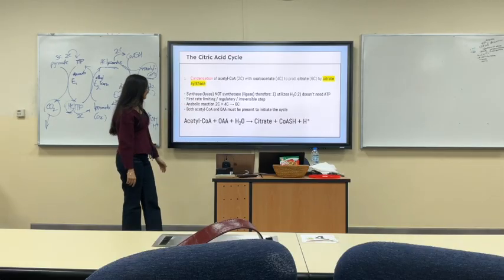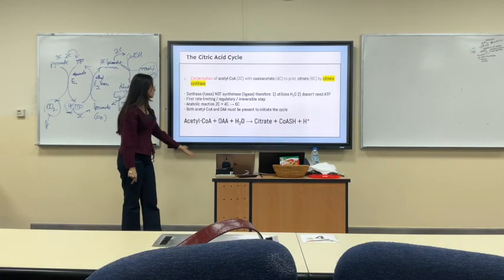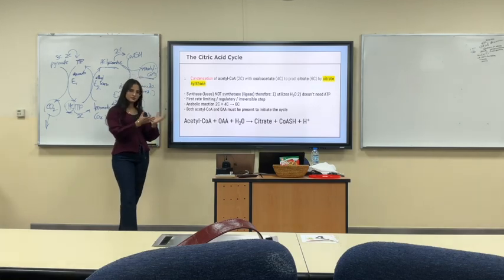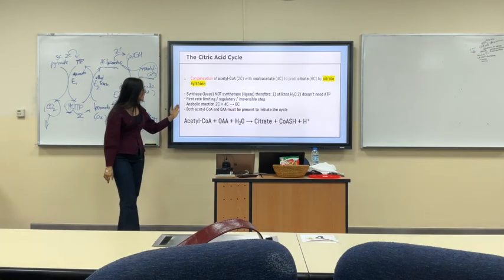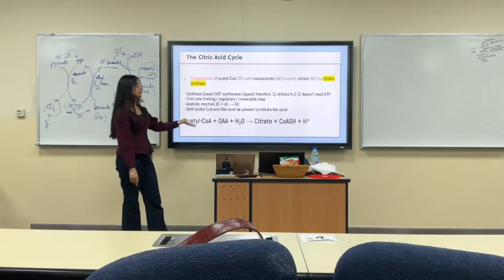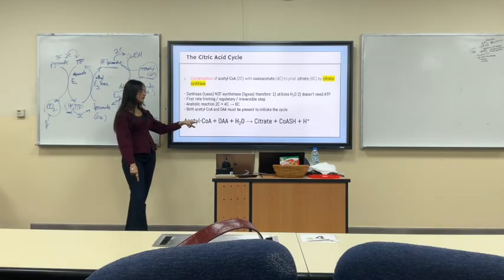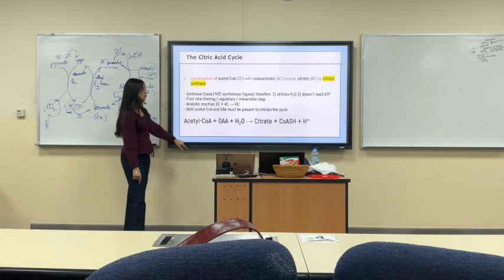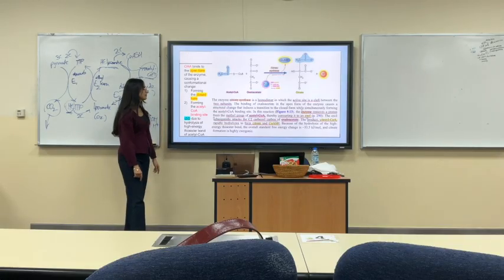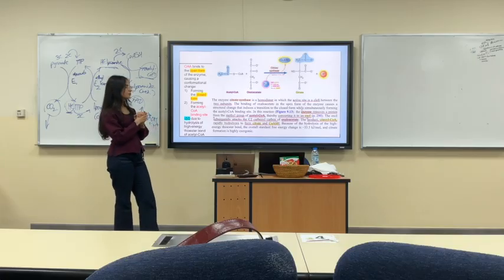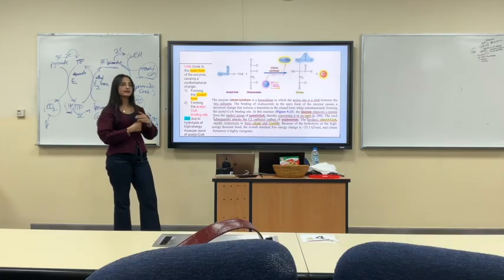6 carbons are produced. Both acetyl-CoA and oxaloacetate must be present to initiate the cycle, obviously because they are the substrates that are required. Acetyl-CoA plus oxaloacetate plus water produces citrate plus coenzyme A, which is released from the acetyl-CoA, and 1 hydrogen atom.